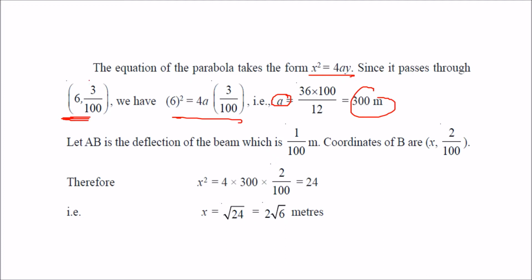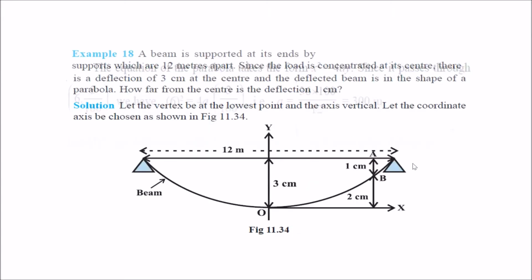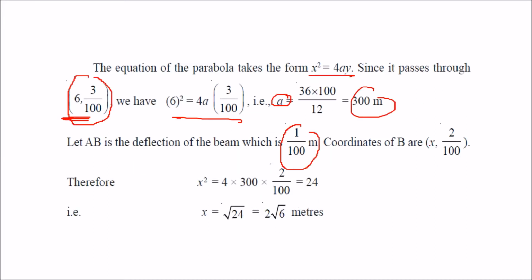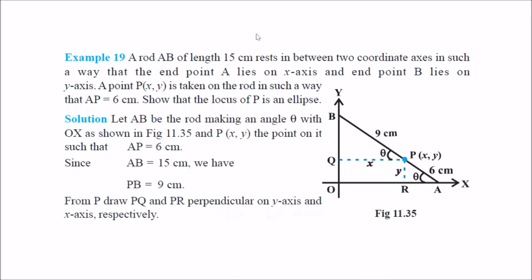Now these values we have just used. We have to find out for x comma 2 by 100. Why 2 by 100? Because this is 1 by 100, so this is 2 centimeter more. So 2 by 100, we have to use this point actually. And x we are not aware of, x we have to find out. And we have to place this value again in x square is equal to 4ay, and you get this x, this is 2 root 6. This is how we are going to solve it.